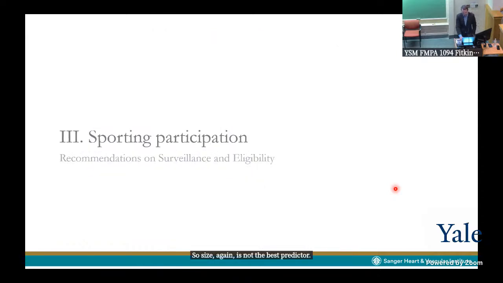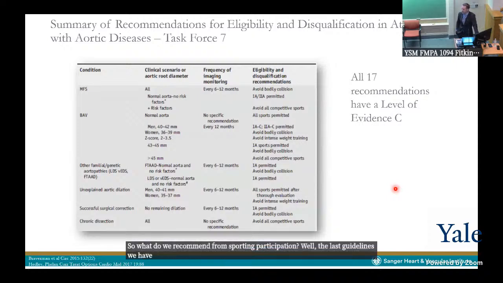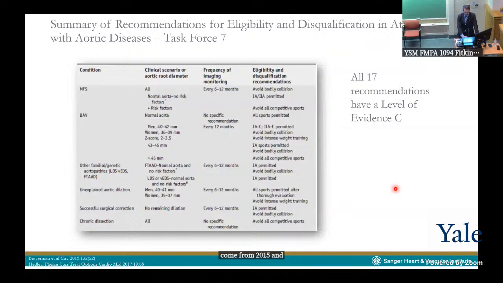So what do we recommend for sporting participation? Well, the last guidelines we have come from 2015, and they're pretty conservative. So if we look at a bicuspid aortic valve here, if men are basically in any way dilated, we're making some restrictions. So we're telling them they can only participate in some sports, they should avoid collision, they should avoid weight training, with a really total absence of data to support any of these recommendations. If they're greater than 45 millimeters, avoid all competitive sports.